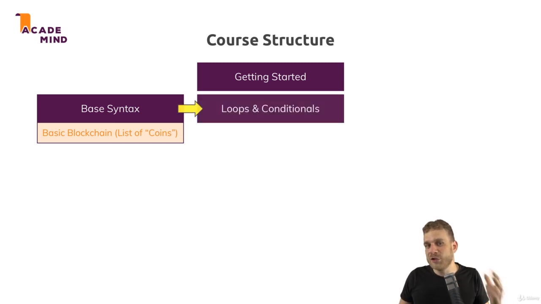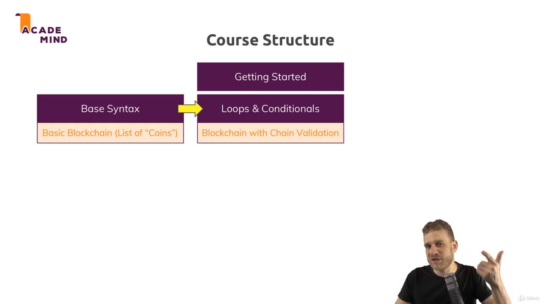Thereafter, we'll dive into loops and conditionals, useful constructs that allow us to execute code either multiple times or only under certain conditions. Regarding our blockchain, we'll be able to then verify our blockchain and check if the previous block is still the block it was when we added its next block. So this connection between blocks, we can start verifying it here.